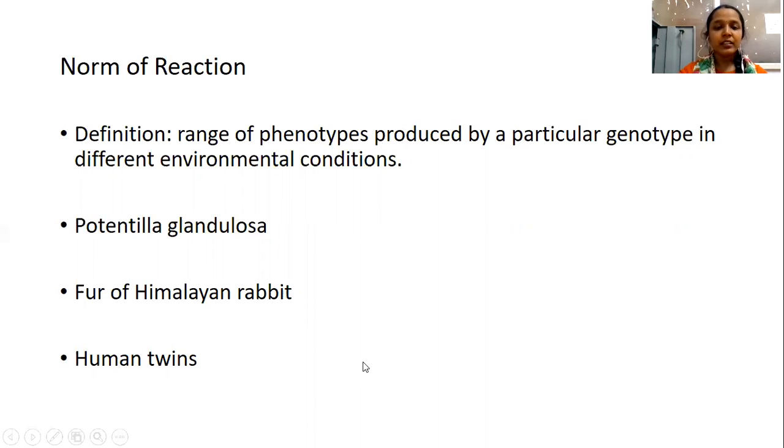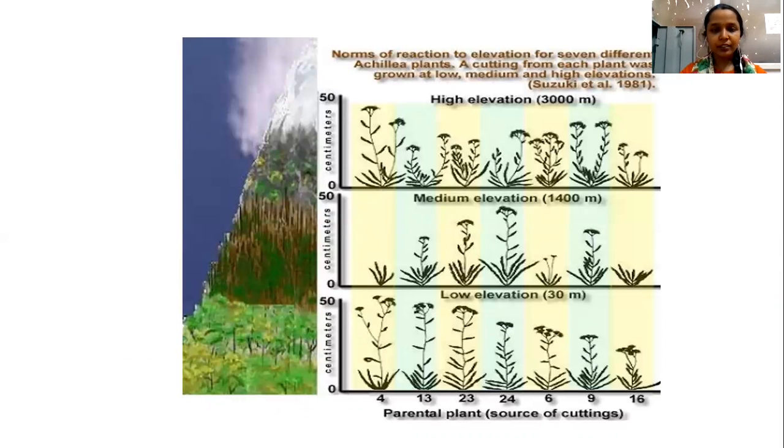Here we are considering three main examples: Potentilla glandulosa, fur of the Himalayan rabbit, and human twins. Potentilla glandulosa is a perennial shrub. This usually grows in mountain regions. Upon elevations, the phenotype of this Potentilla glandulosa varies with the different environment. So this is how the elevation goes up in the mountain range.